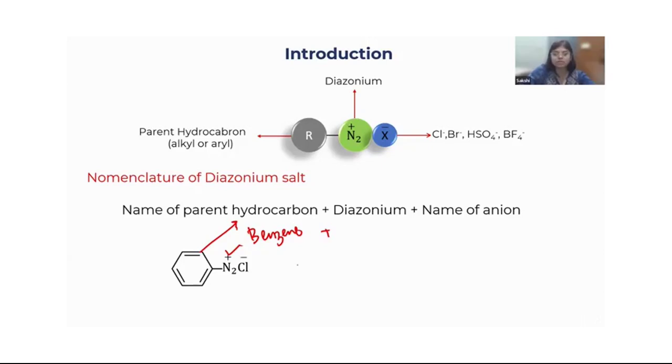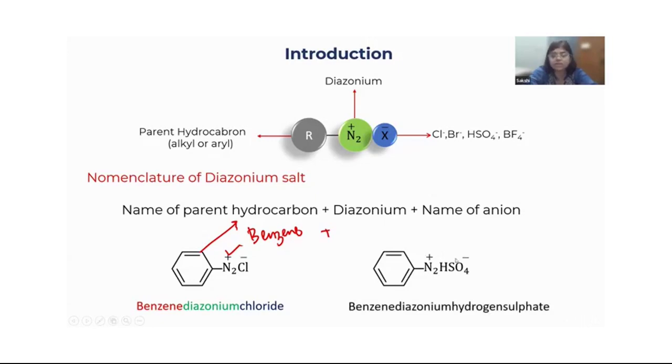Cl minus is called chloride. So the name becomes benzene diazonium chloride, right? Okay, now here in the next structure, we have benzene as the hydrocarbon, benzene diazonium. What is HSO4 minus? Hydrogen sulfate, right? So this is how we name the diazonium salt.